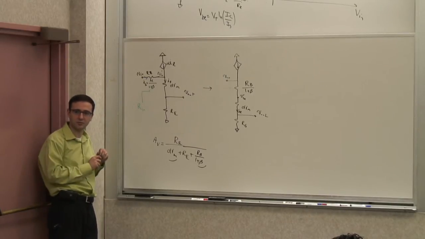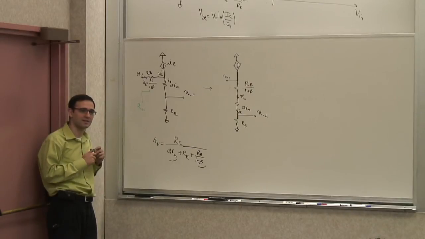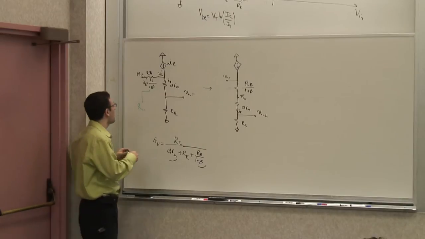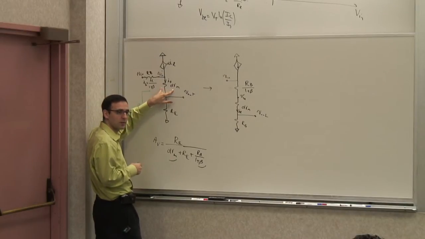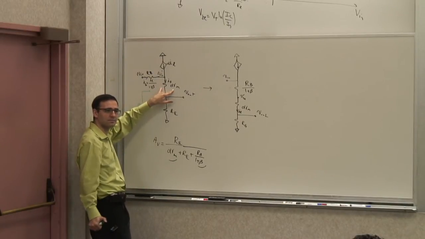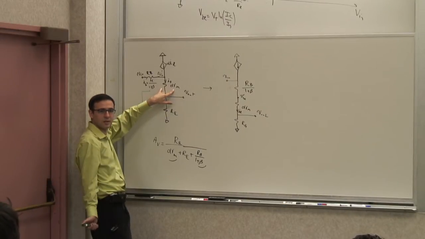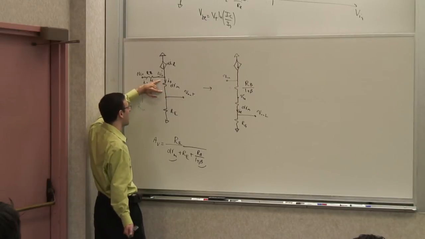You remember the reflection rule. What did the reflection rule tell me? If I wanted to take everything out of my emitter and put it in the base, what do I need to do? Exactly. So, well, this is already in the base. So what else do I need to take out of the base? It's this guy multiplied by 1 plus beta. What is 1 plus beta times alpha rm? It's beta rm, which is what? Beta rm is r pi. R pi, beta over gm, right? So that gives me an r pi.